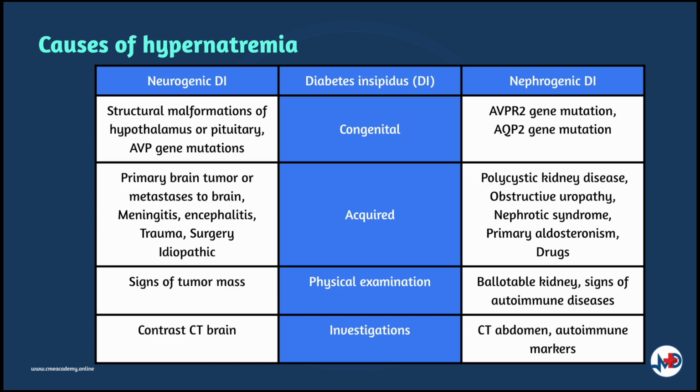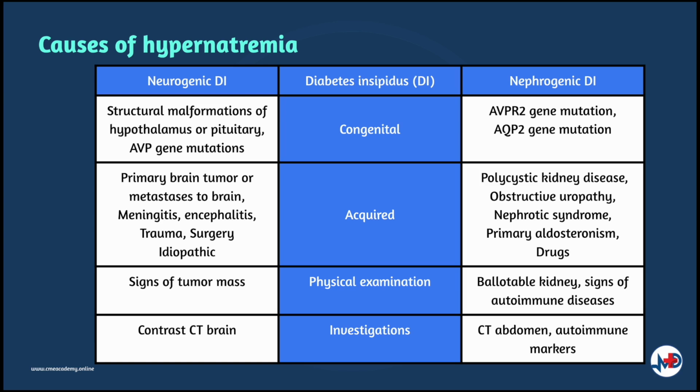On examination, look for the signs of tumor mass and then confirm by obtaining a contrast CT scan to assess for tumor masses. The next primary cause is nephrogenic DI. It can also be divided into congenital causes of nephrogenic DI and acquired causes of nephrogenic DI. Congenital causes include AVPR2 gene mutation and AQP2 gene mutation. Acquired causes include polycystic kidney disease, obstructive uropathy, nephrotic syndrome, primary aldosteronism, and drugs.